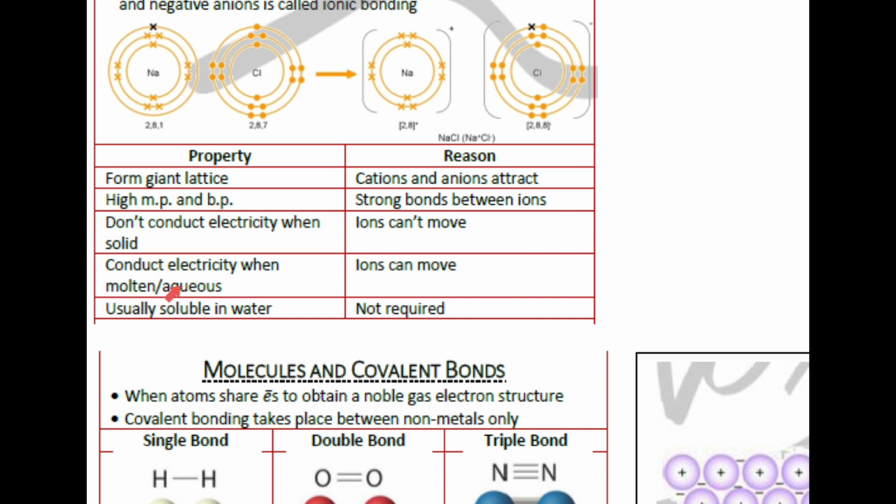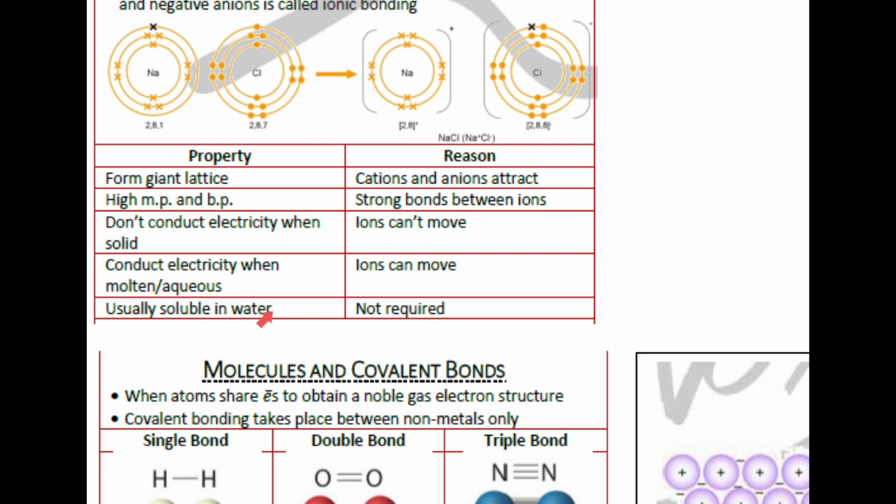Likewise, aqueous means you put them in water. Once you put them in water, the giant lattice structure is not there anymore. It breaks down because it interacts with water. Because of that, the ionic bond is not there anymore, and the ions can move.